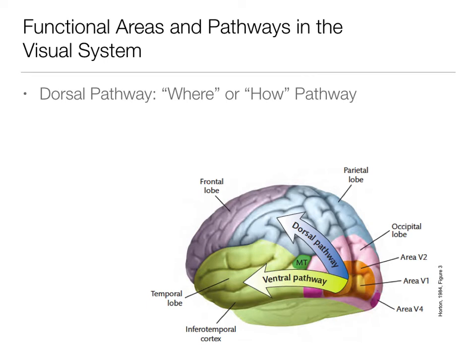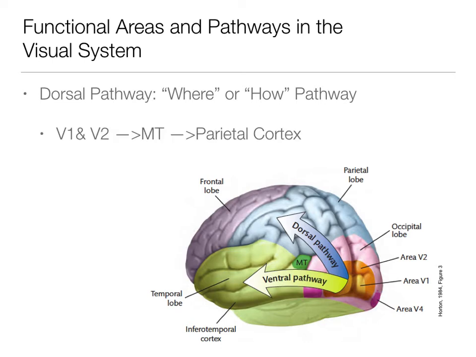The dorsal pathway, and to remember which one's which, a dorsal fin on a fish or on a dolphin or on a whale is on the top, right? It's on its back. So your dorsal pathway is going to go more towards the top. That's the way I remember which one's the dorsal pathway. And this is the where or the how pathway.